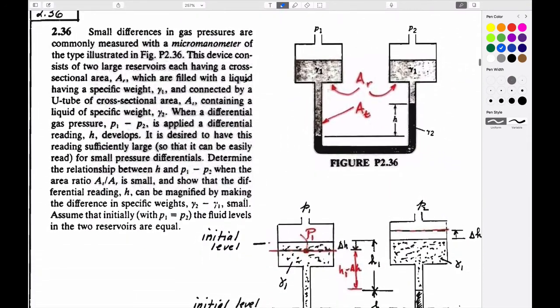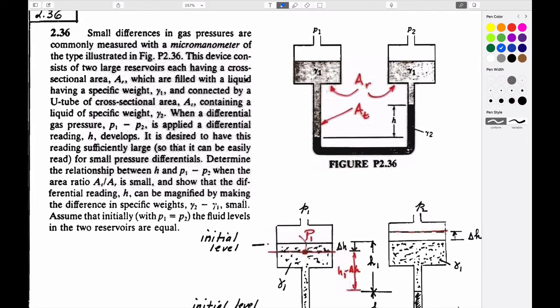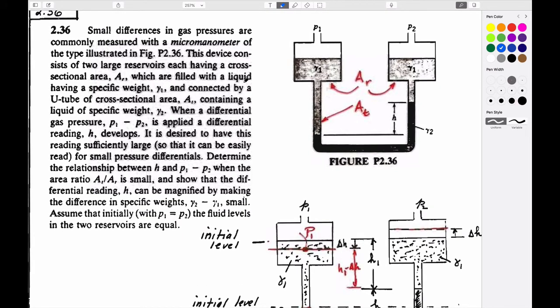This is kind of more complicated than we need. Let's just do it very quickly. It's never going to be quick. So this is called a differential manometer, and the idea is that you want to measure the difference between these two pressures, P1 minus P2, and you want to measure it very accurately.